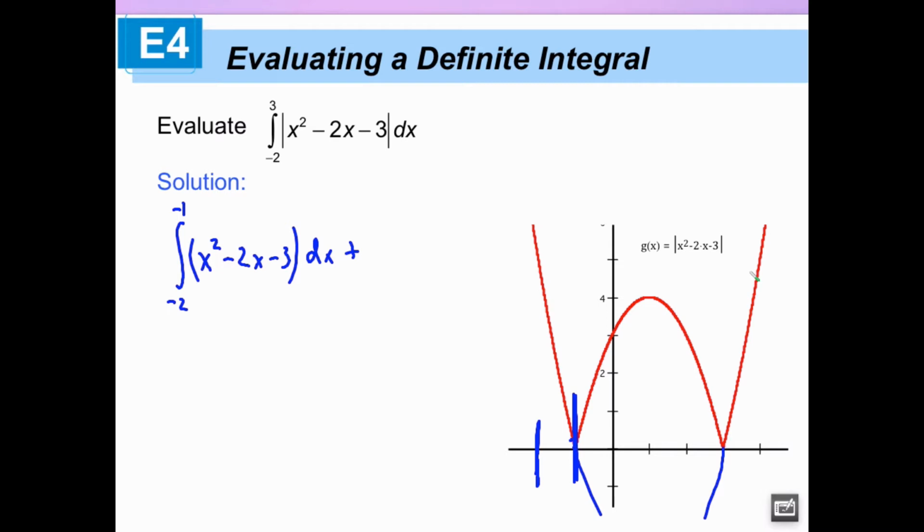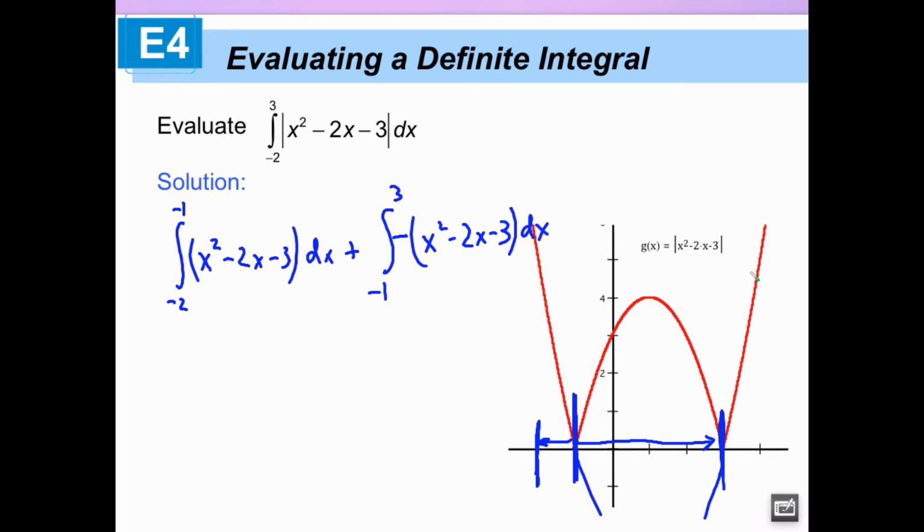That takes care of this part of the graph. How do I get that part of the graph then, using an integral? 3 on top and maybe 1 below. Okay. Now what am I taking the antiderivative of? The regular equation. Or with a negative in front, because it's flipped. Nice. There you go.